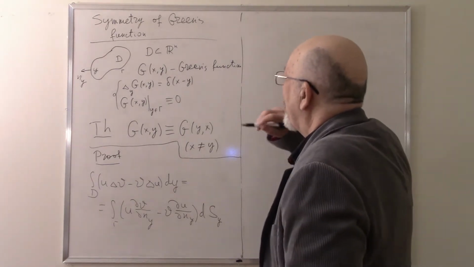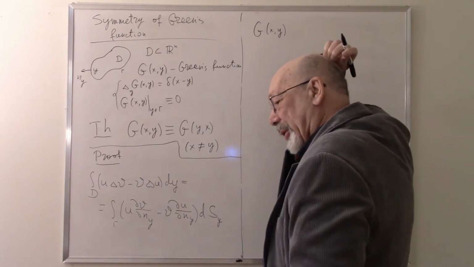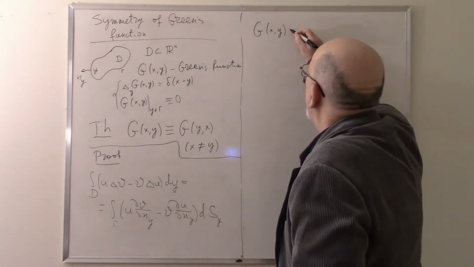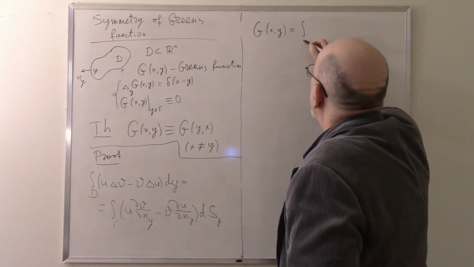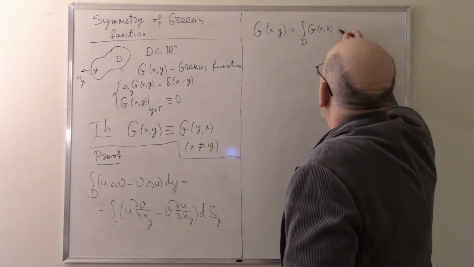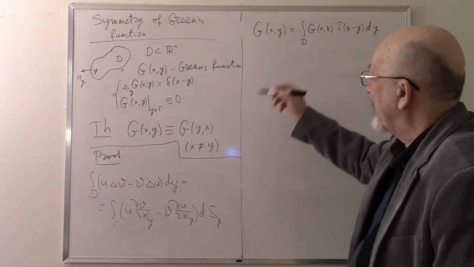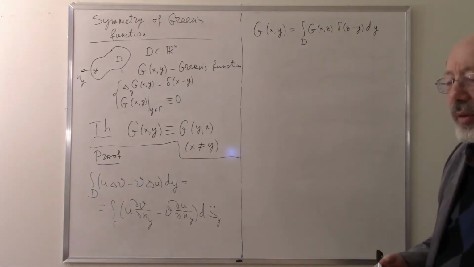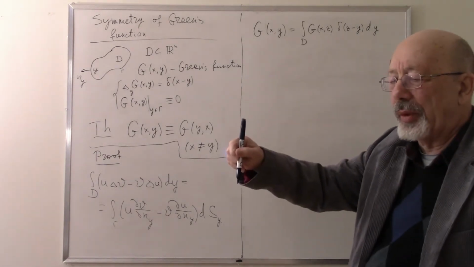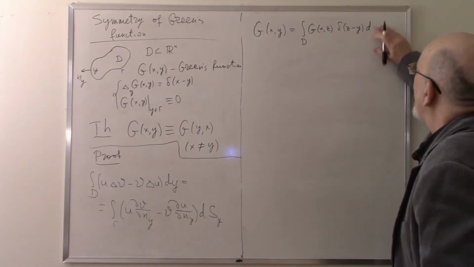So let us find g of xy. It is a function where x is fixed and y is variable. We can write the following: the integral over D of g of xz times delta of z minus y dz. Yes, we take the Green's function, which is a function like all other functions for y different from x, and then we put the delta function at the point y, and integrate. This time the variable of integration is z.